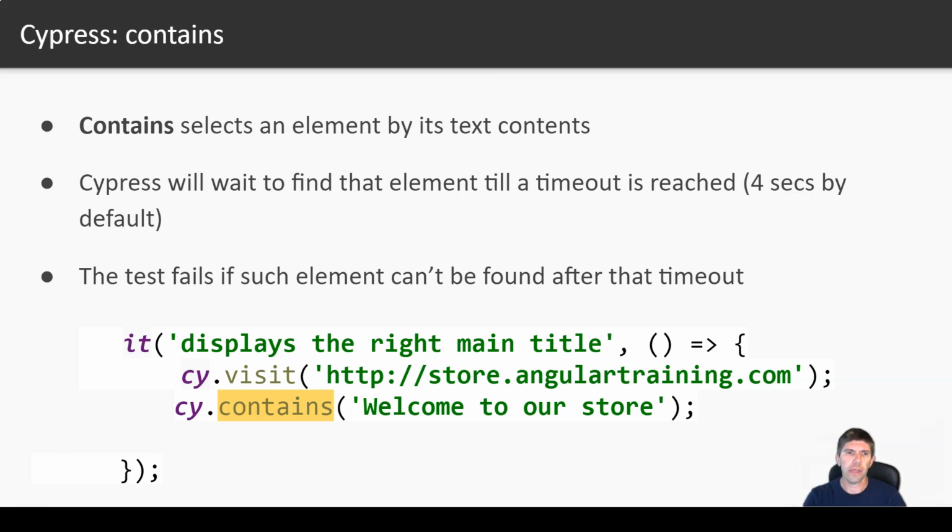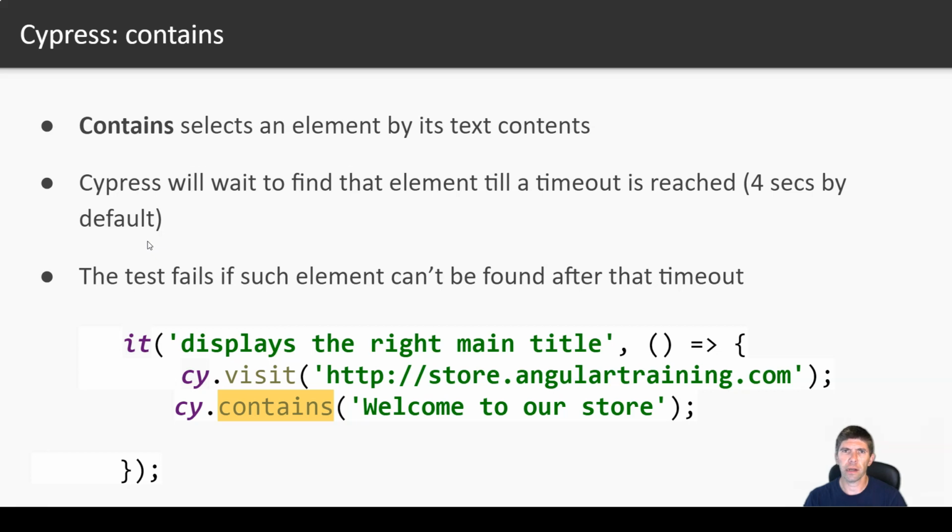It's going to try to select that, and if it is on the screen, then it's going to select it. If it isn't here, then Cypress is going to wait and retry and retry and retry for up to 4 seconds by default. So that's one of the nice features of Cypress.